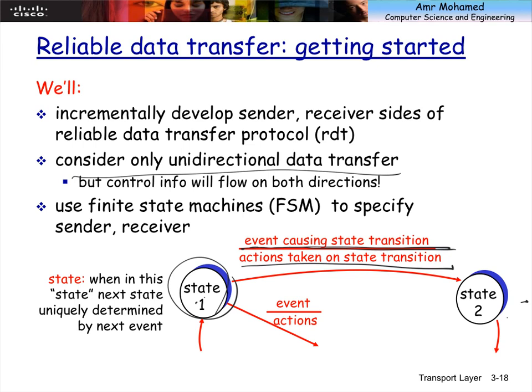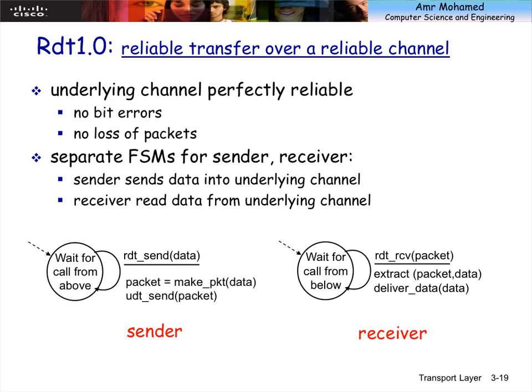Then, gradually, we will loosen some of these assumptions and we'll start to complicate the implementation of the transport layer step by step. So if the underlying channel is perfectly reliable, all we need to do is just wait for a call from above. Okay? So this is the only state that I have. And the state is wait for a call from the application.